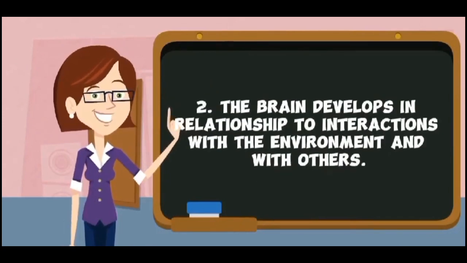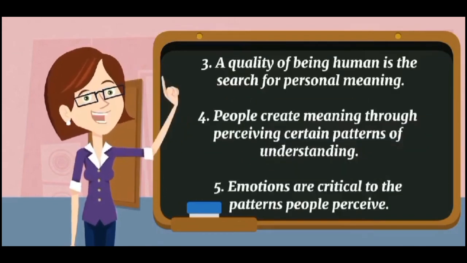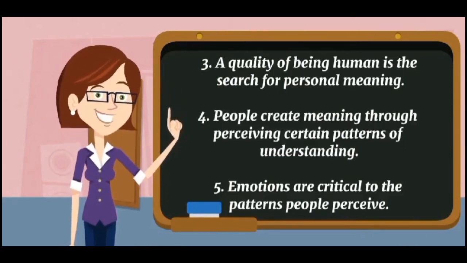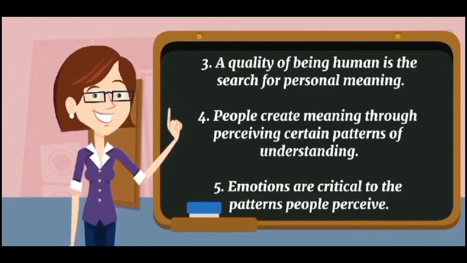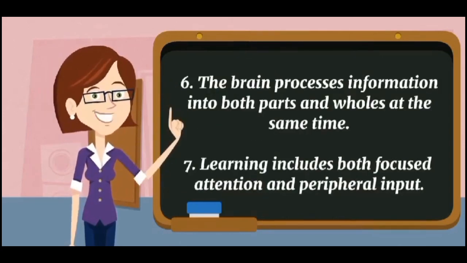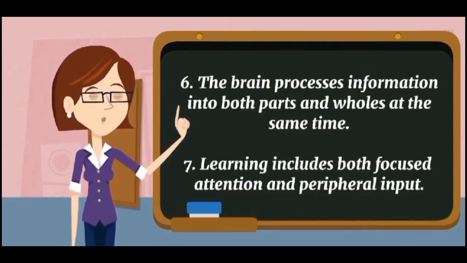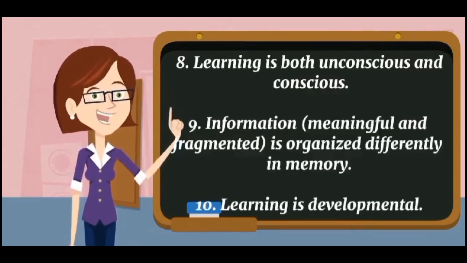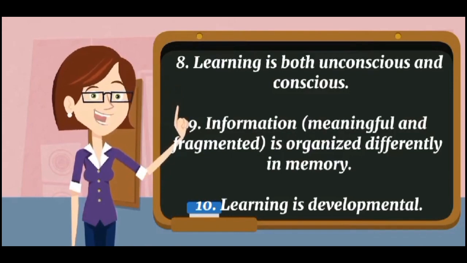2. The brain develops in relationship to interactions with the environment and with others. 3. A quality of being human is the search for personal meaning. 4. People create meaning through perceiving certain patterns of understanding. 5. Emotions are critical to the patterns people perceive. 6. The brain processes information into both parts and wholes at the same time. 7. Learning includes both focused attention and peripheral input. 8. Learning is both unconscious and conscious. 9. Information that is meaningful and information that is fragmented are organized differently in memory.